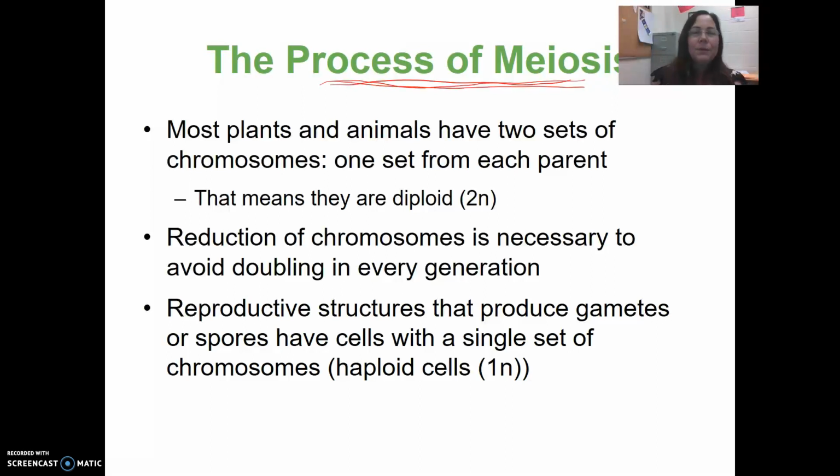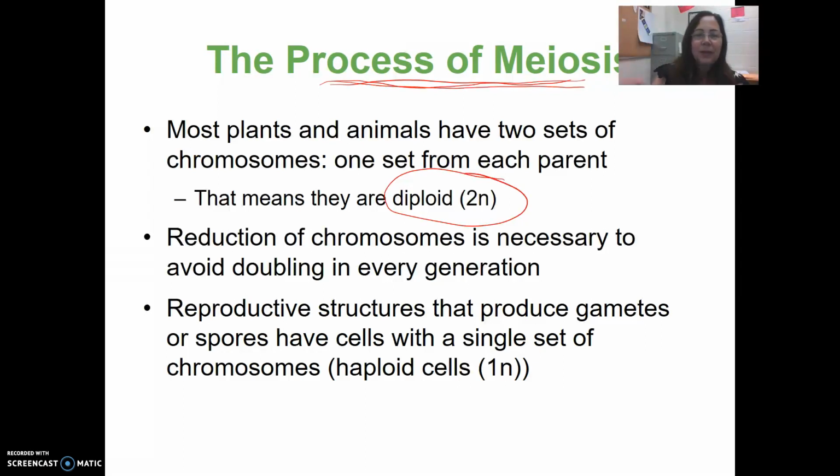So most plants and animals have two sets of chromosomes. One set comes from each parent, and that means that they are diploid. Diploid means that they have one set of chromosomes from each parent. In humans, there are 23 pairs of chromosomes. So there are 23 chromosomes from the father and 23 from the mother.